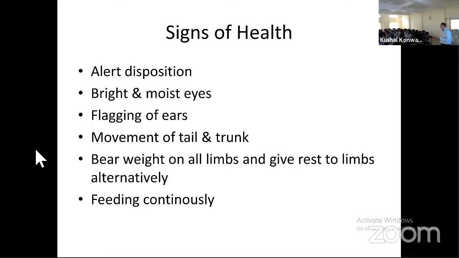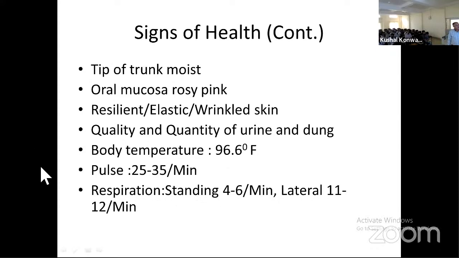Their digestive capacity is low. What they eat, they can digest only 40%. 60% is expelled as stool. So they need to keep eating. Signs of health continue. Tip of the trunk will be moist. Oral mucosa will be rosy pink. They have a resilient and elastic wrinkled skin.